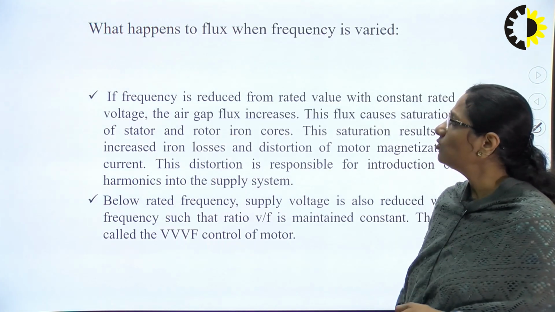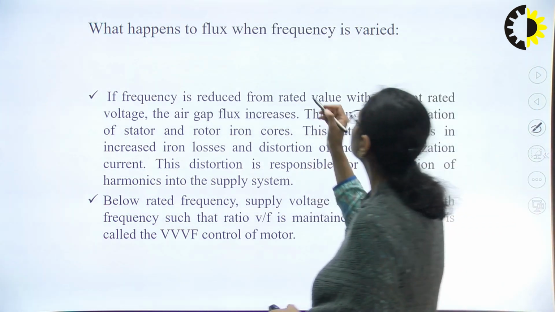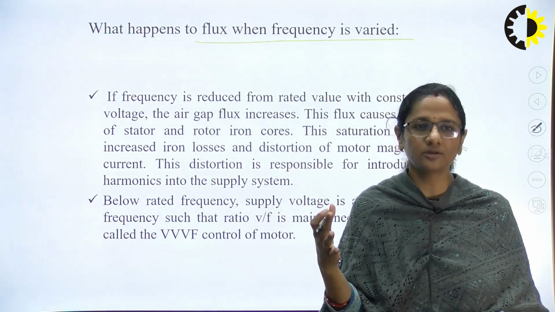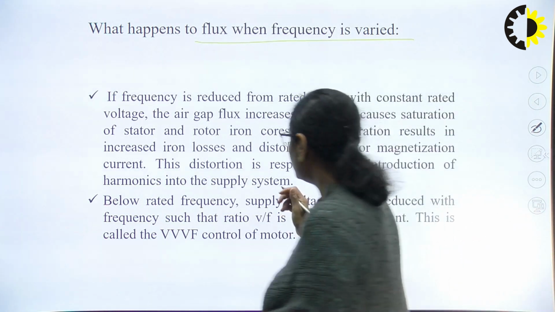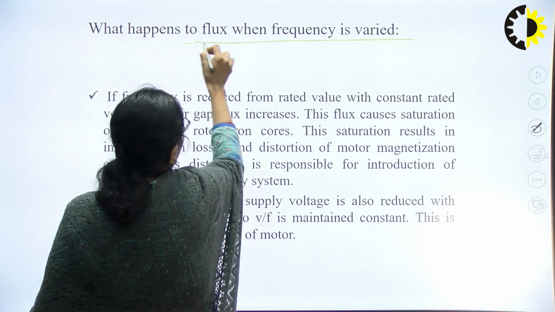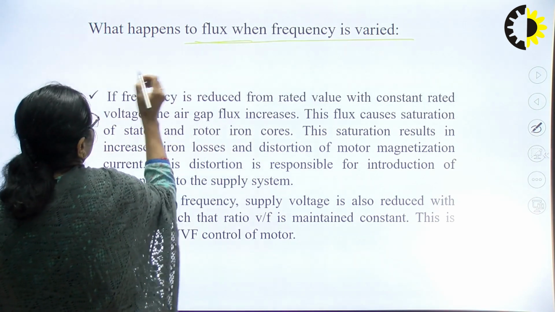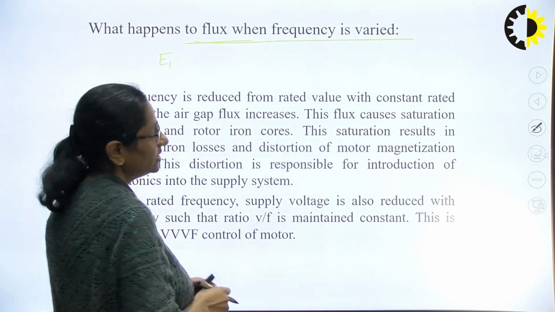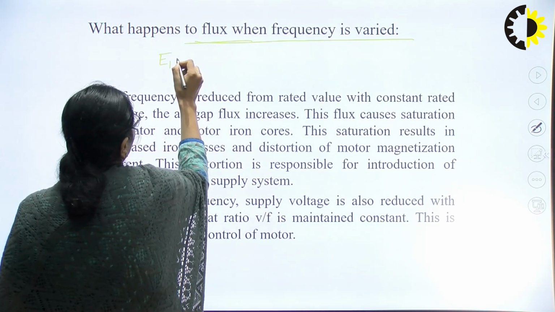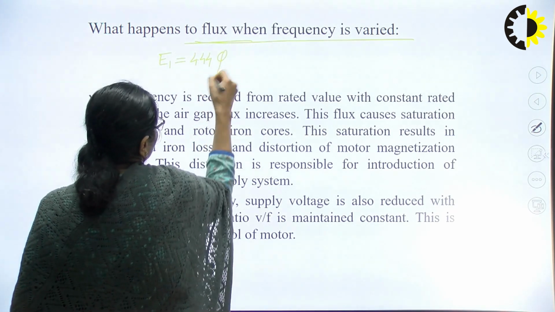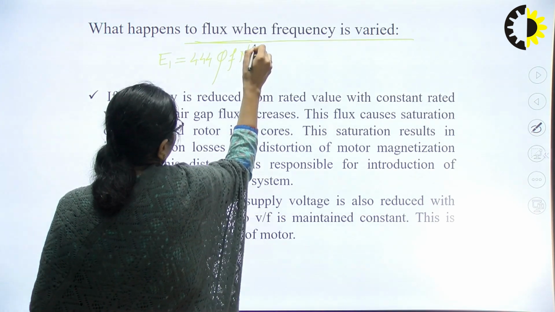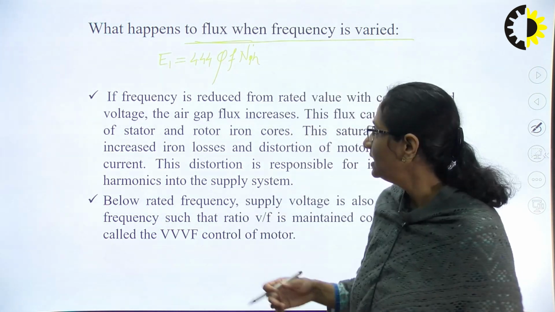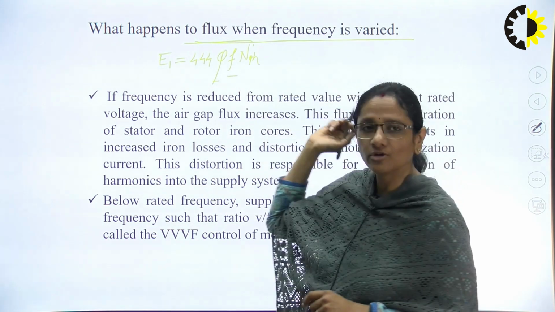Now, let us see one more thing here which is very important. What happens to the flux when frequency is varied? We have considered the effect of variation of frequency upon the torque developed by the motor. Now, let us see one important aspect here, the effect of variation in frequency on the flux developed by the motor. For this, let us consider the voltage equation of the motor, the induced EMF in the stator winding. E1, we know, is given by 4.44 f N_PH' phi, where N_PH' is the number of effective series connected turns per phase, phi is the flux per pole and f is the frequency.